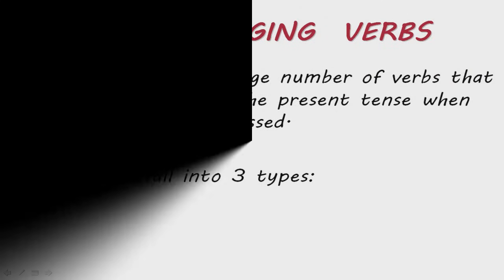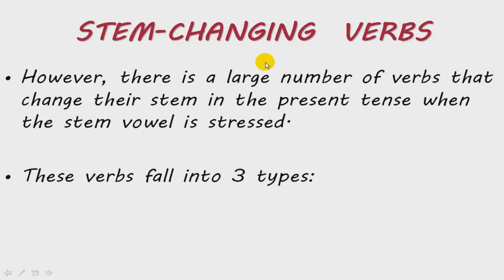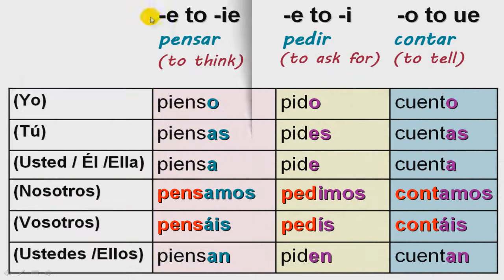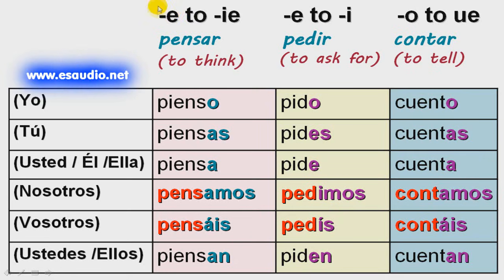But today we are going to see some stem changing verbs. That is to say, some verbs that change the stem a little bit when they are conjugated in the present. In general, these stem changing verbs fall into three categories. The first category refers to those verbs that change their stem from e to ie. For instance, pensar. Pensar is not a regular verb, so when I put it in the present, I wouldn't say yo penso. In that case, the e will change to ie. That's why we say yo pienso.